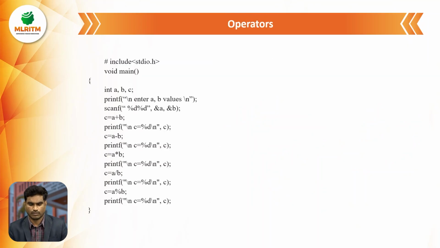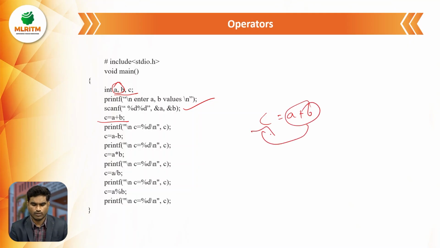Here we are writing one program using arithmetic operators. First, declare the variables A, B, and C. With the help of a third variable, we are adding the two variables A and B. First, read the A and B values from the keyboard. Next, perform the addition operation, C equals A plus B. That A plus B value is stored in C. Then we print that value.